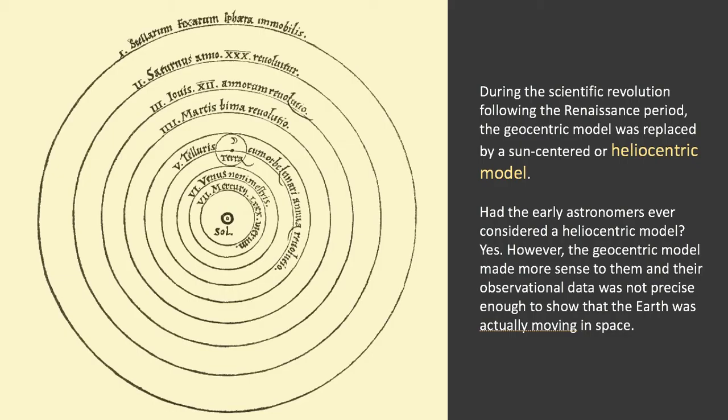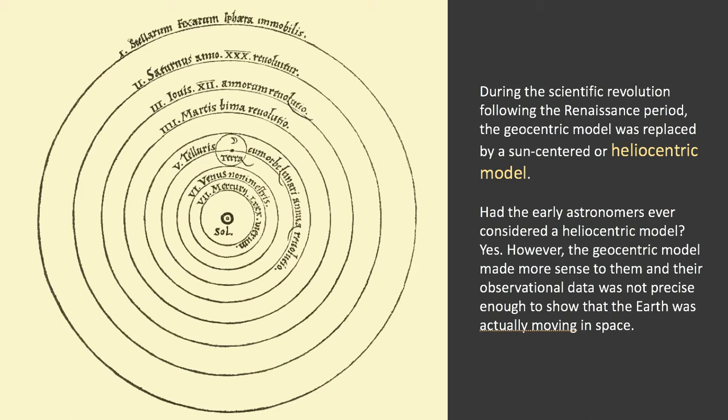Now, it got developed following the Renaissance period, during the scientific revolution. And we're going to talk about two primary figures here that contributed to this idea. But I wanted to take a second to mention that early astronomers did actually consider that the sun could be at the center. That wasn't just overlooked.